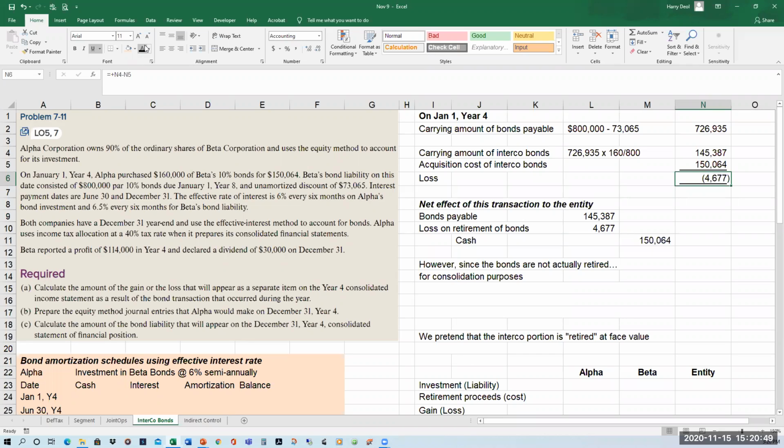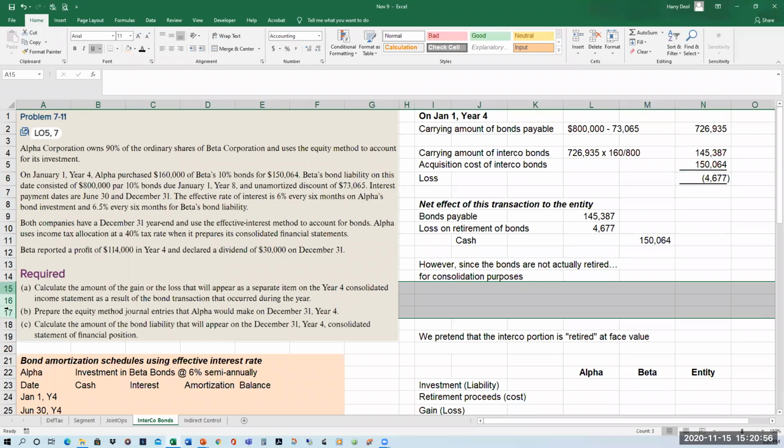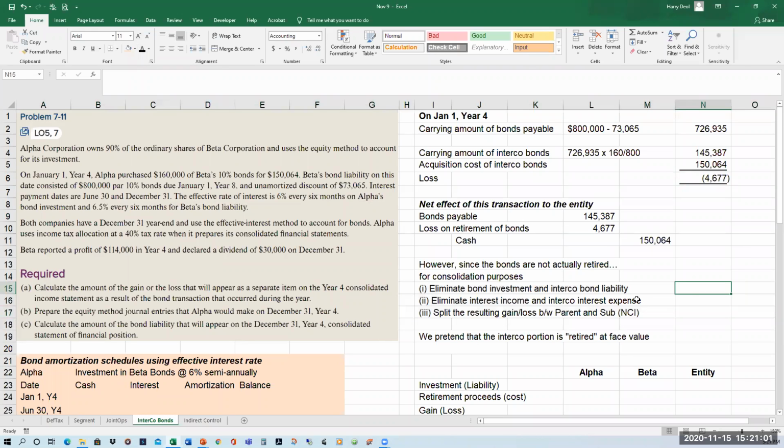Now, because these bonds are not actually retired, then for consolidation purposes, what we have to do is eliminate the bond investment and the intracompany bond liability. We must eliminate the interest income and the intracompany interest expense and split the resulting gain or loss between the parent company, Alpha, and the subsidiary, Beta. And what we do is we pretend that the intercompany portion is retired at face value.